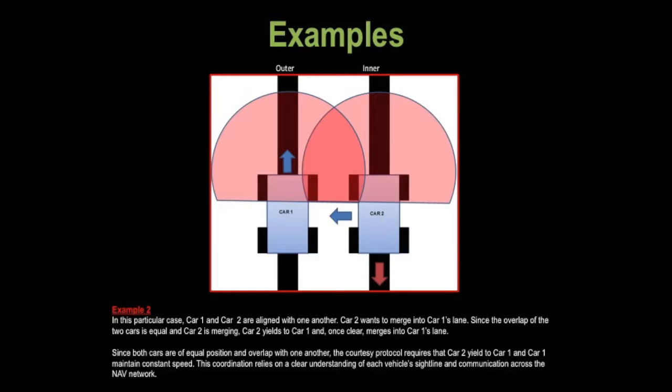In this second example, both cars are equally overlapped. Since Car 2 wishes to merge into Car 1's lane, the protocol dictates that Car 2 slow down and Car 1 maintain its normal speed. Since Car 1 is in the outer lane, its speed is higher than Car 2, which is in the inner lane. Once the cars are clear of one another, Car 2 can merge into Car 1's lane.